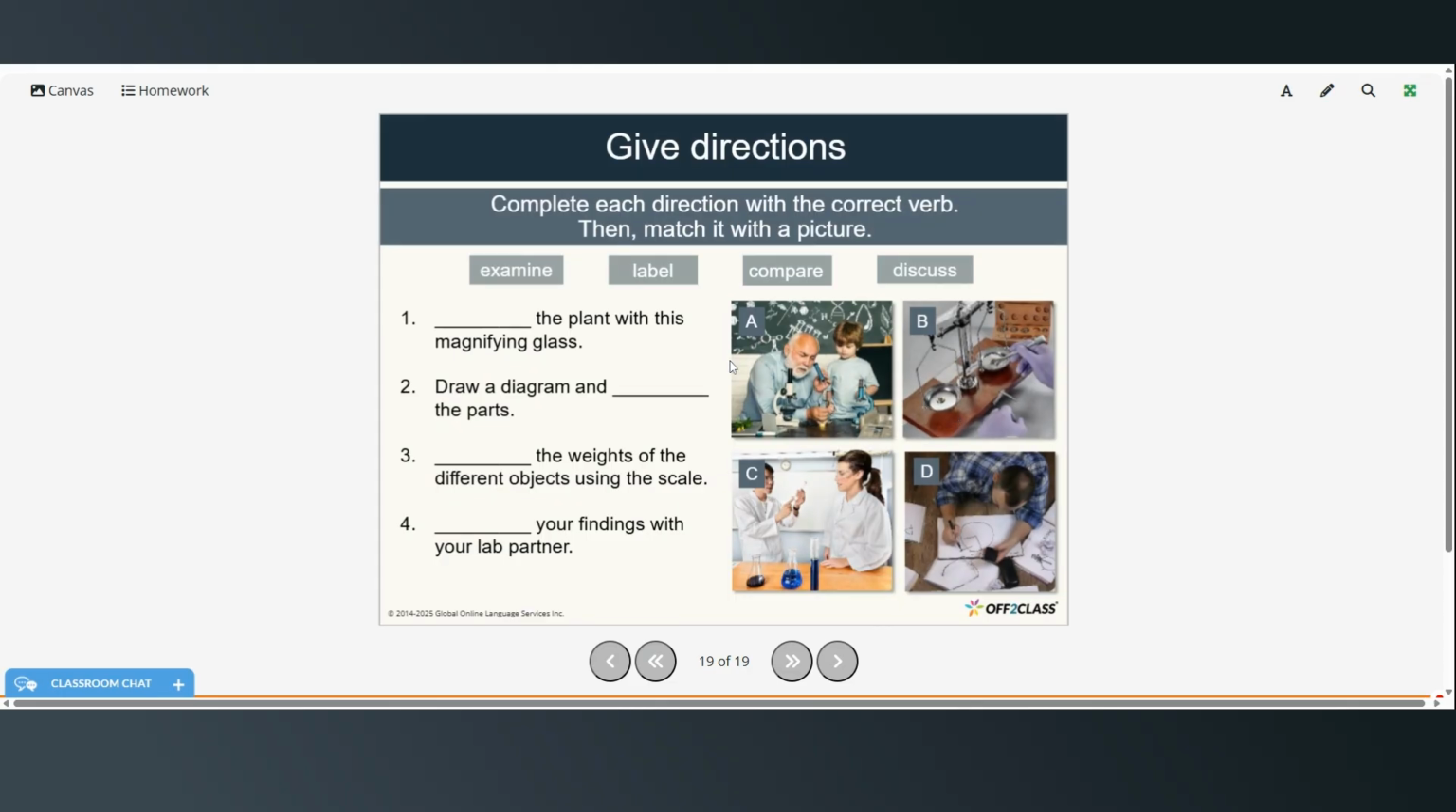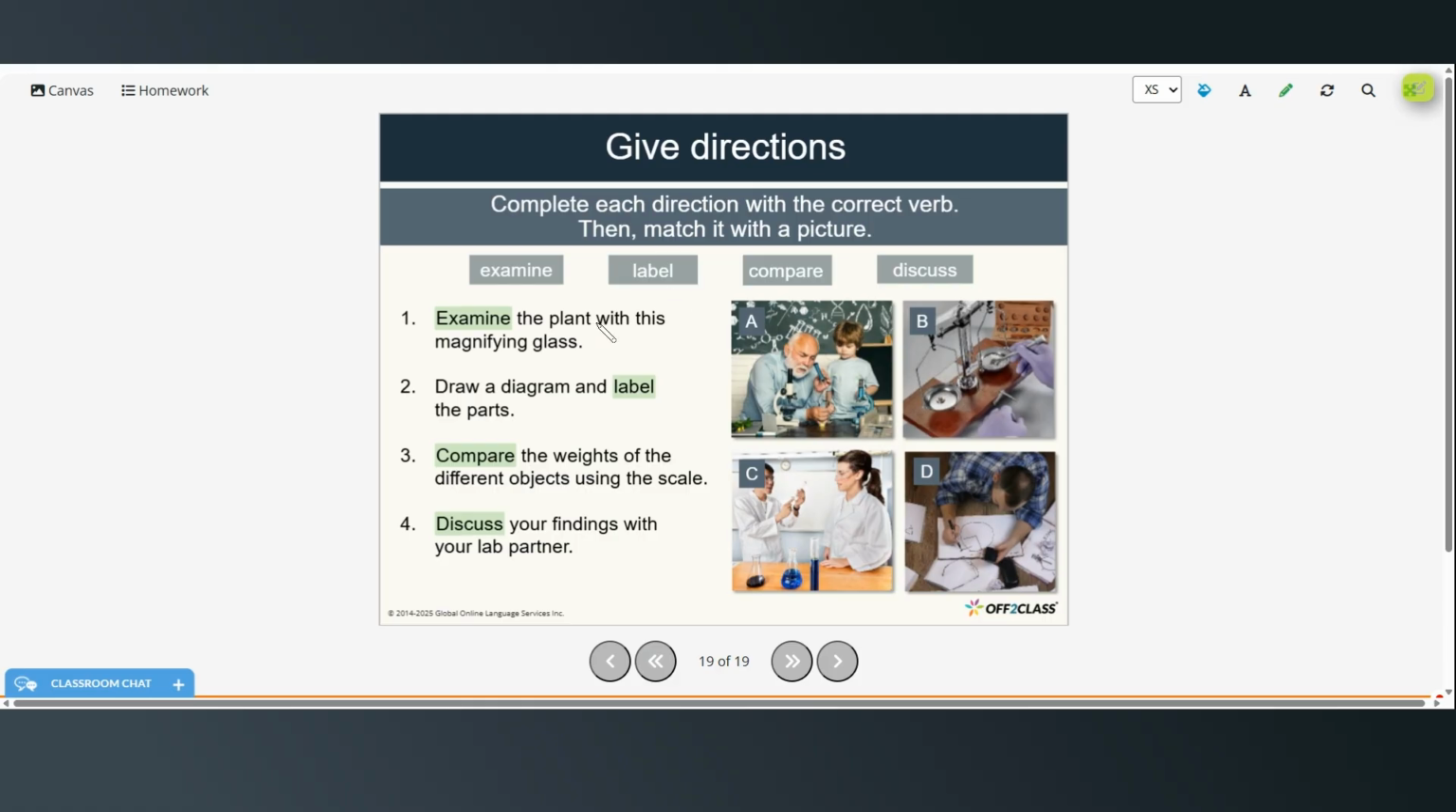Same thing here. Complete each direction and then match it with a picture. So number 1, examine the plant with this magnifying glass. Draw a diagram and label the parts. Compare the weights of different objects using the scale. And discuss your findings with your lab partner.